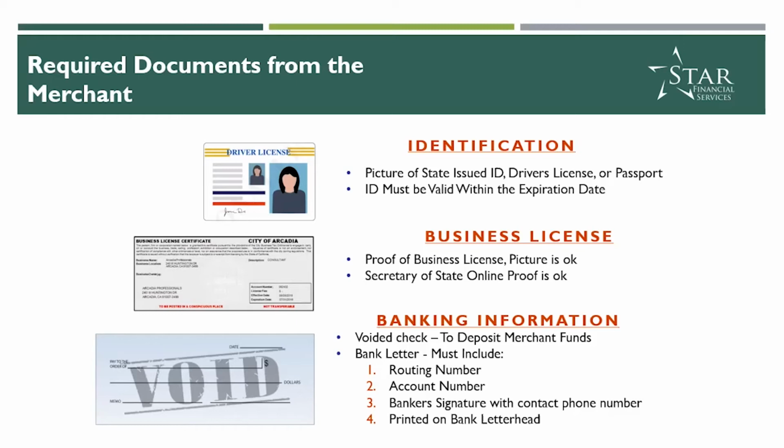Along with the ID and the business license, their banking information. Again, this is going to be the account that is set up for their merchant account. So this is where their funds are going to be going. If they do not have a voided check, make sure they have a bank letter from the bank on letterhead with the signature from the banker that includes the account and routing number. You must have all of this information in order to submit an application.